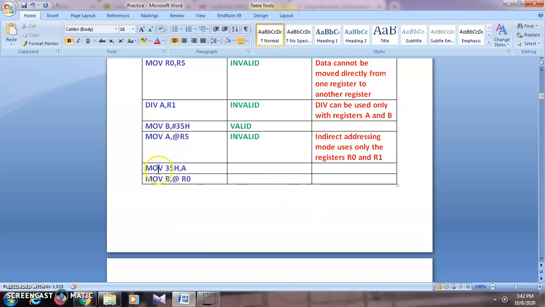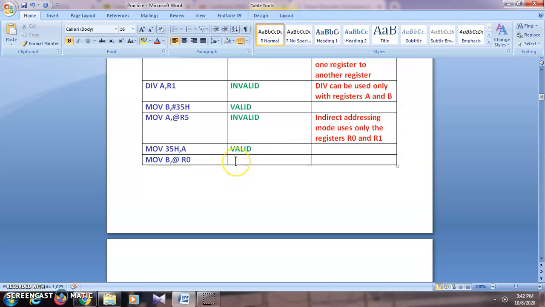Then next one, MOV 35H, A, that is, copy the contents of accumulator A into the memory location 35H. So everything given is correct in this instruction. Therefore this is a valid instruction.